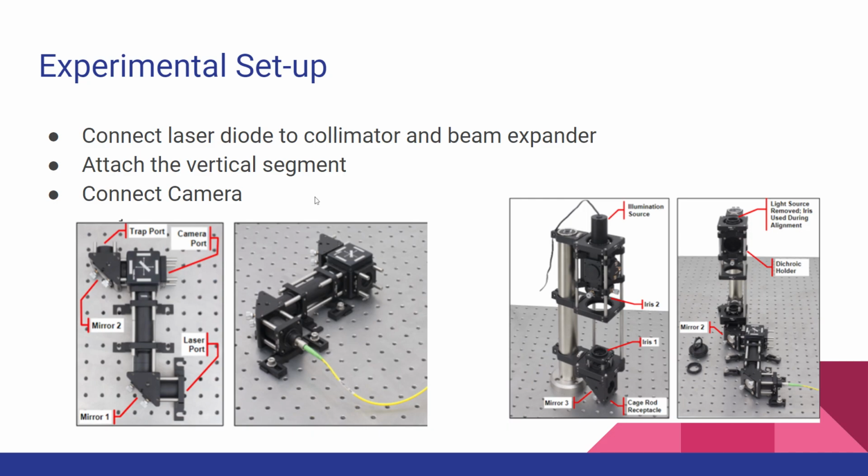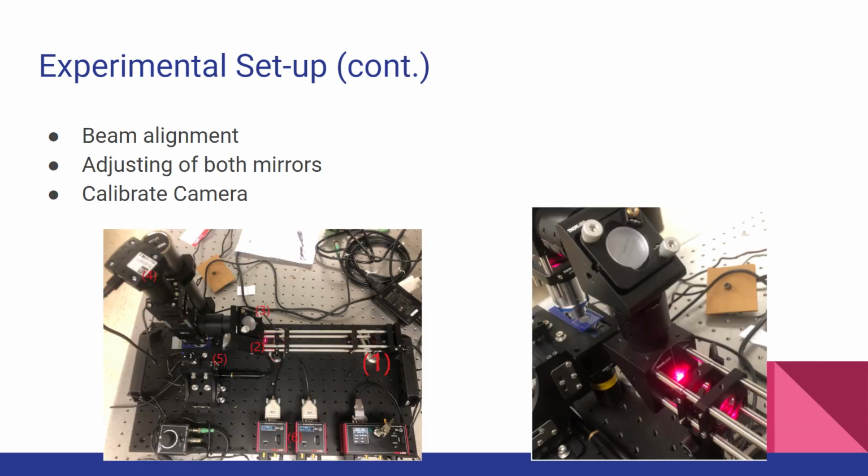This is then attached to the vertical segment, which is shown on the right, so it'll pass through the first mirror, the second mirror, and the third mirror, and it will be oriented vertically, so it'll shine down onto the sample. And then finally, the camera is connected to the top over here, but is not shown in this image, and that is done just by mounting it down with the clamps provided for the system.